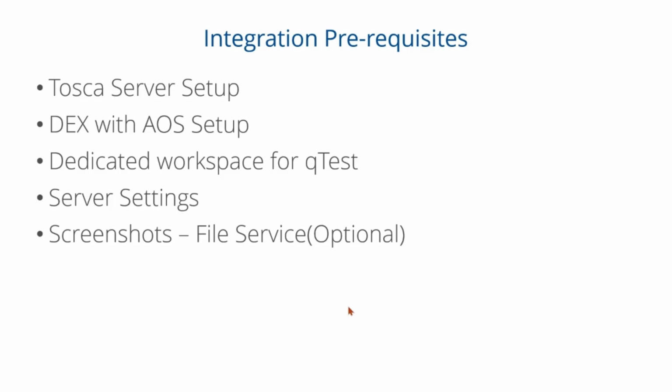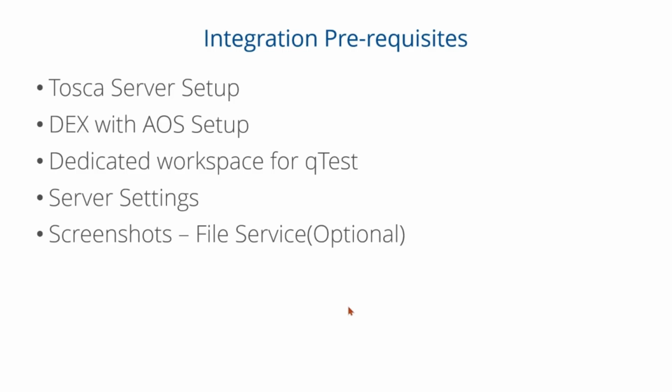So what are all prerequisites first of all do we require for this integration? First of all, you need to have Tosca server installed and up and running. Either it can be HTTP or HTTPS. But HTTPS is a preferred one from a security point of view. Once you have that, you need to have completion of DEX setup up and running. DEX should be there to make this integration possible and to utilize all the features successfully.